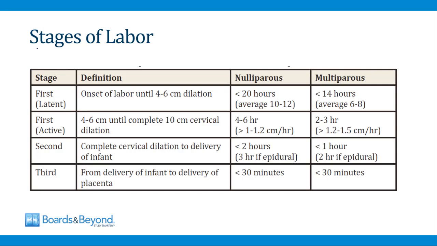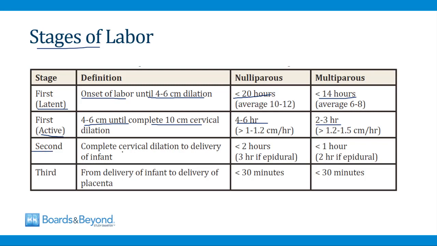Labor can be divided into stages. There is a first, second, and third stage, and then the first stage of labor is divided into a latent phase and an active phase. The latent first stage is from the onset of labor until the cervix is 4 to 6 centimeters dilated. This can take up to 20 hours if it's a woman's first pregnancy. It's shorter in multiparous women. The active first stage is from 4 to 6 centimeters dilated until complete 10 centimeter cervical dilation. This lasts about 4 to 6 hours during a woman's first pregnancy. It also is shorter in multiparous women.